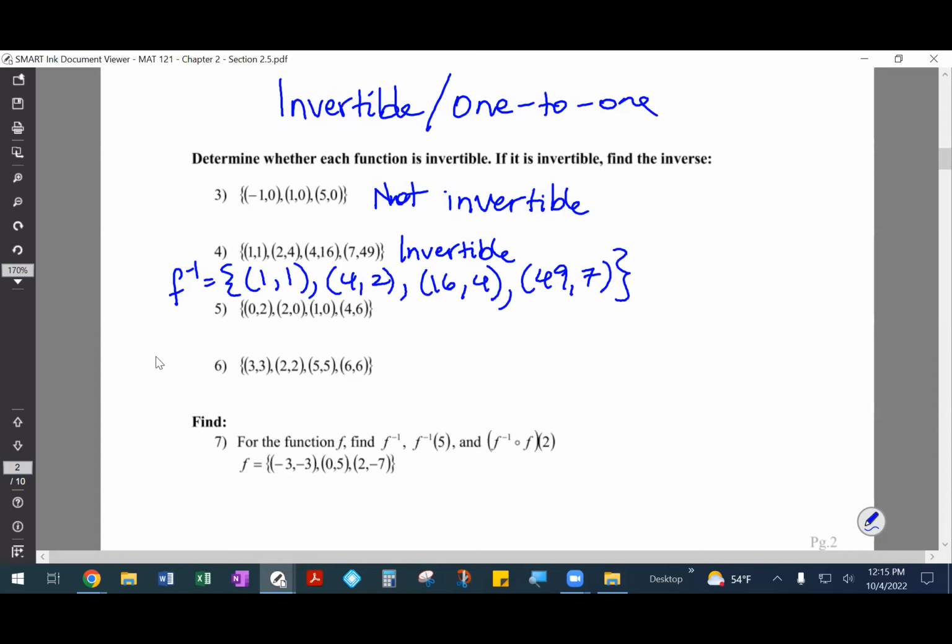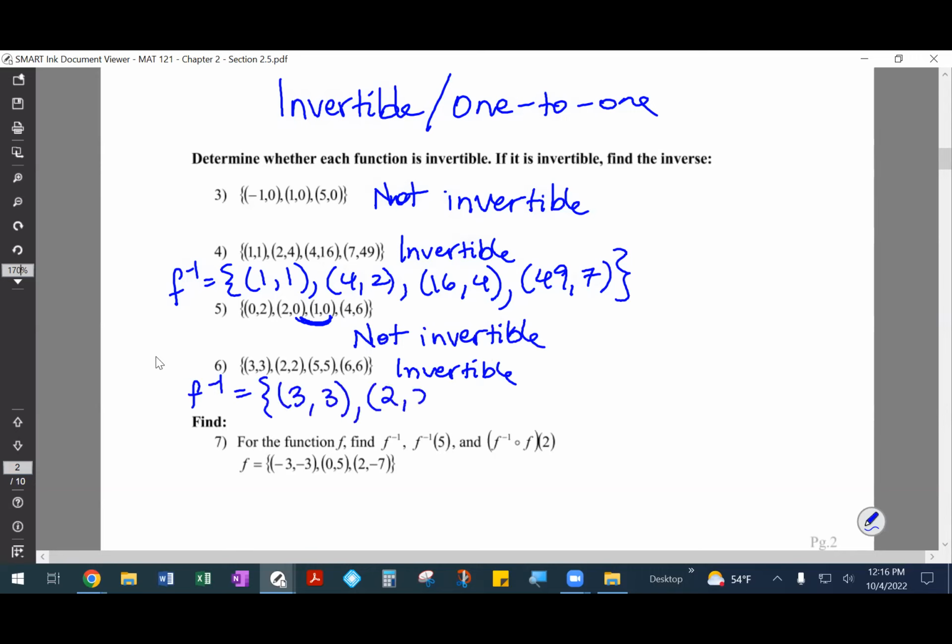Number 5. No, why not? You have two same y values for different x values. Yeah, very nice. Right over here in these two ordered pairs, you have two different x values, but the same y value, which makes this not 1-to-1, which means it's not invertible. And the last one, number 6, (3, 3), (2, 2), (5, 5), (6, 6). For different x, we don't have the same y, right? So this one is invertible, which means you can again find its inverse. And the inverse happens to be the function itself, right? Because you have repeating x and y values. So it is its own inverse.